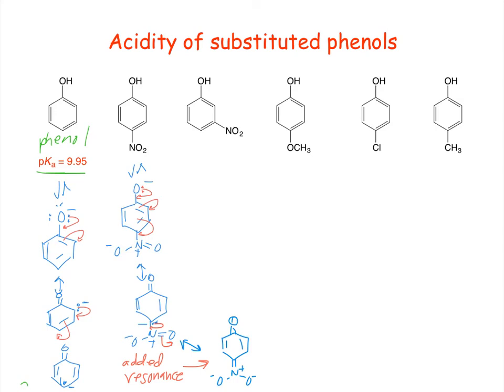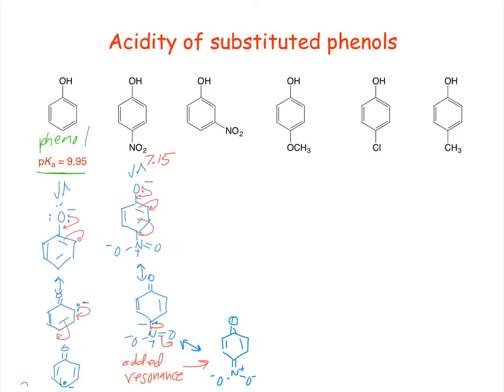And this additional resonance stabilizes this conjugate base. And so what do you think that's going to do to the pKa? Is the pKa going to be above or below 9.95? It's going to be below it, right? This one goes down to 7.15, because the added resonance stabilizes that conjugate base even more.